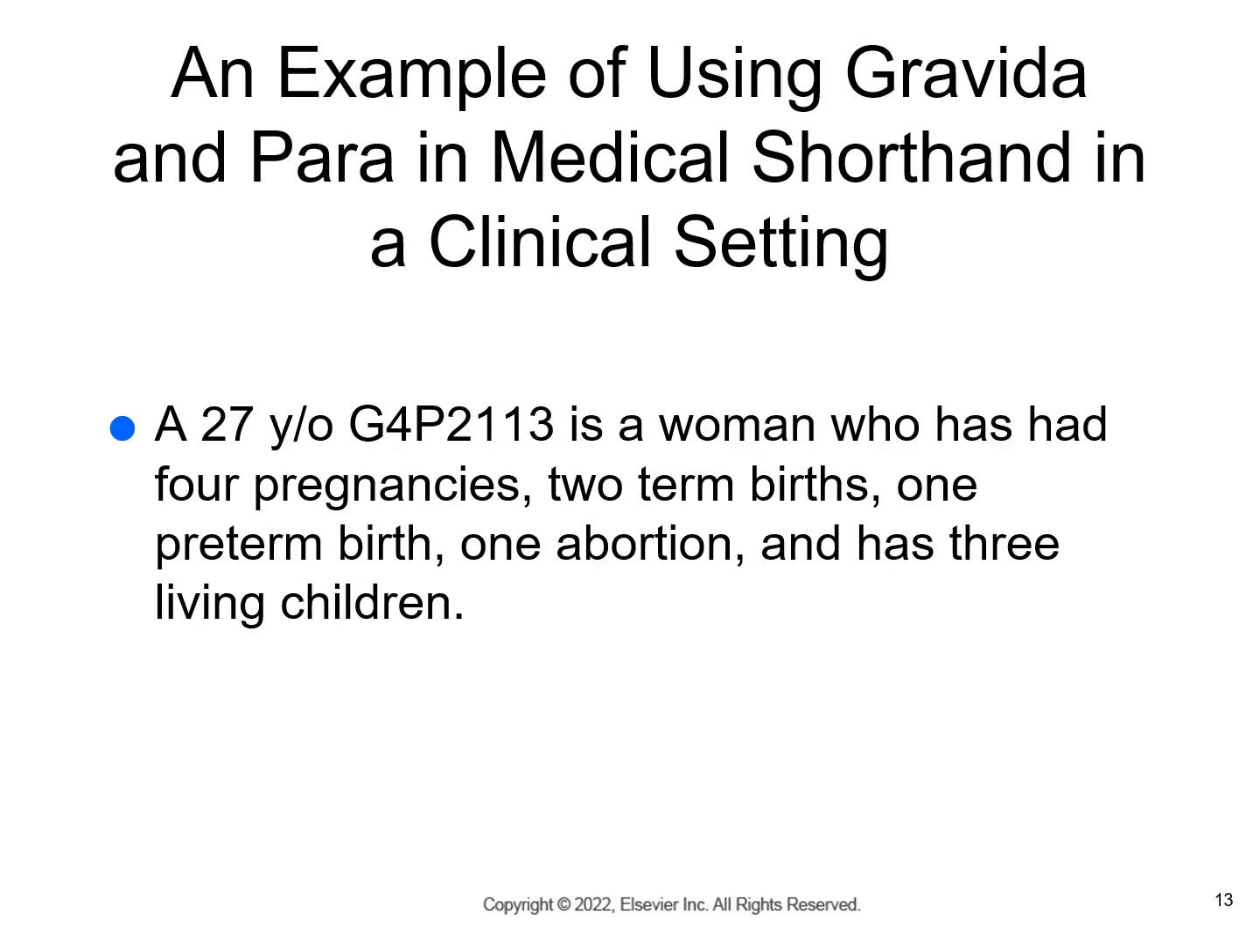The use of gravida and para in medical shorthand can be confusing at first, but it's a very specific way that everything is written. So let's look at this. A 27-year-old G4P2113 is a woman who has had 4 pregnancies, so gravida 4, and then para of 2 term births, so carried to full term, 1 preterm birth, so gave birth before full term, 1 abortion, and has 3 living children.